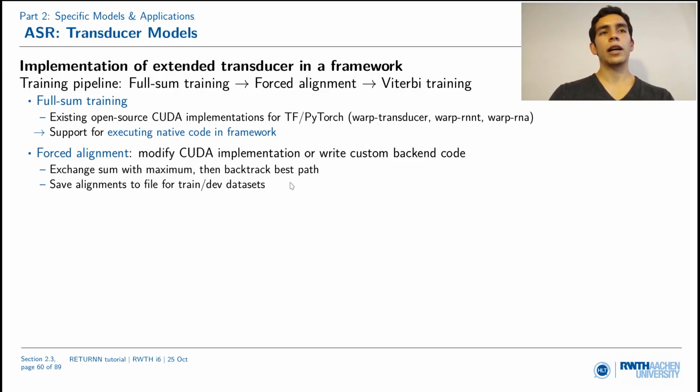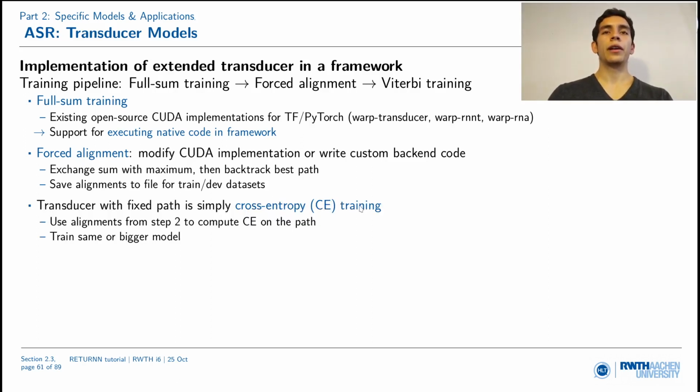We then save the alignment to file and then perform cross-entropy training in the last step. We could use the same or a bigger model. Actually, we could also initialize the model with the full sum trained one.